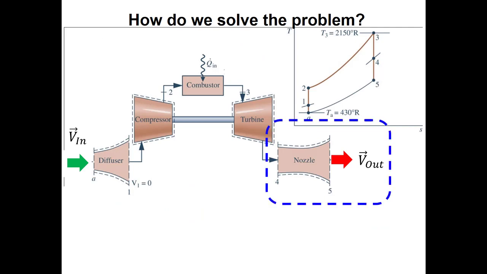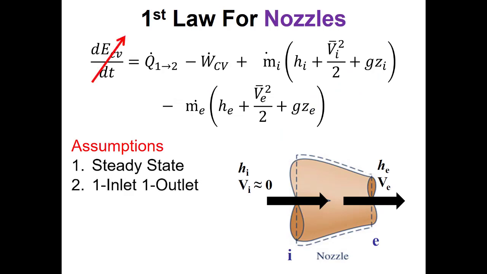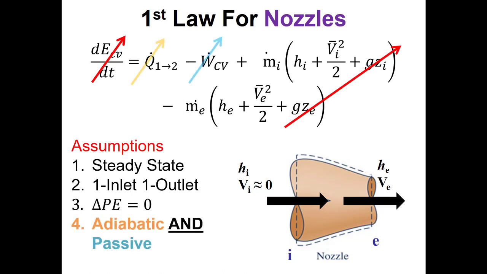So I've got one more first law analysis to do here. And the purpose of the nozzle is to maximize the velocity at the outlet. For the nozzle, I'll assume that it's at steady state, one inlet, one outlet, no change in potential energy, adiabatic and passive, and I'm going to assume that the kinetic energy term, or the velocity that's touching the Brayton cycle, is equal to 0. In this case, that's the velocity at the inlet to my nozzle.